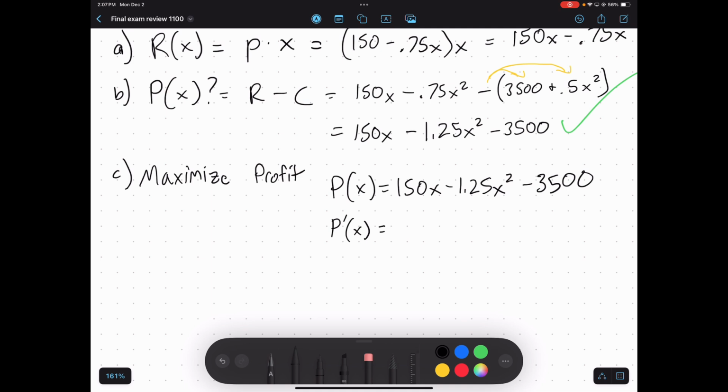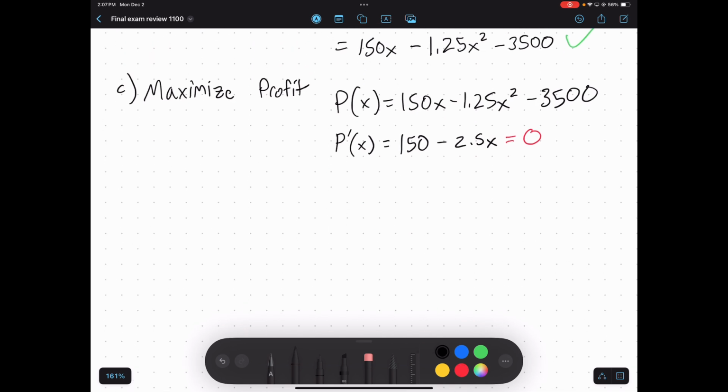We want to find critical points, right? We want to see where the derivative is equal to 0. We're looking for critical points. And my derivative, 150 minus 2.5x. What do I do with this derivative? Set it equal to 0 and solve.